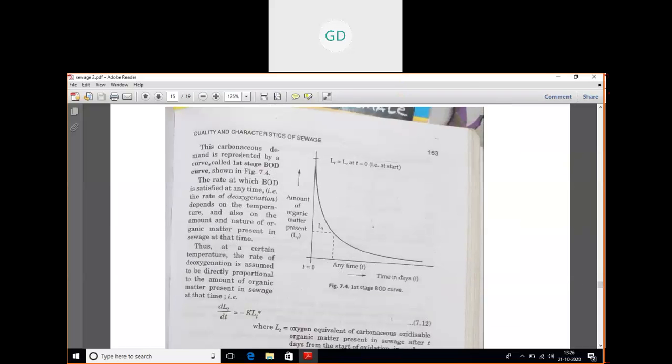For the first stage BOD, we have a curve. You can see this graph. This whole curve, from here to here, is known as the first stage BOD curve. In the x-axis it is time, in days, and in the y-axis it is the amount of organic matter that is present in the sewage.